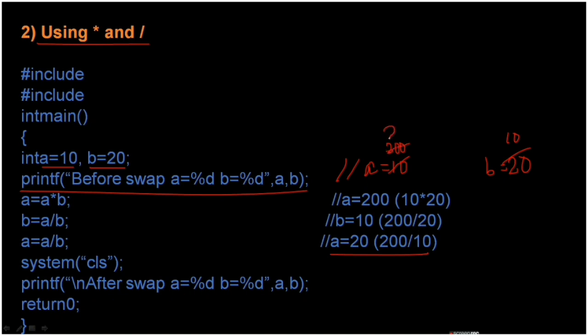So is the value swapped? Yes. Because initially A contains 10 and B contains 20. Now A contains 20 and B contains 10. So after the swap we will print A is equal to 20 and B is equal to 10. Fine. So this is the swap.